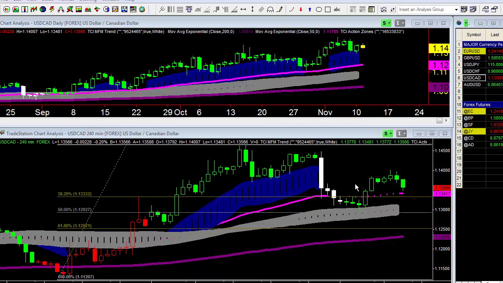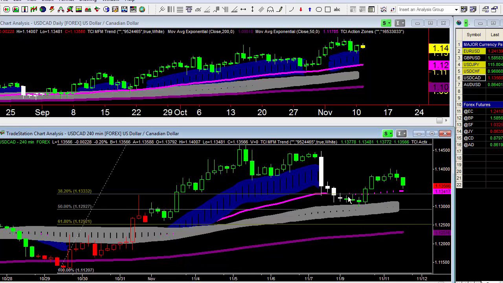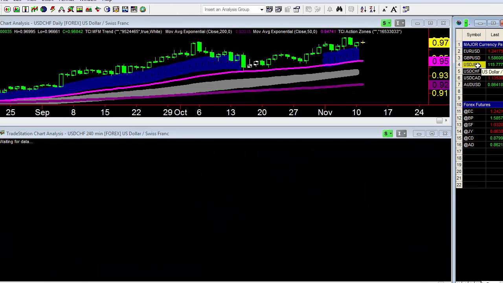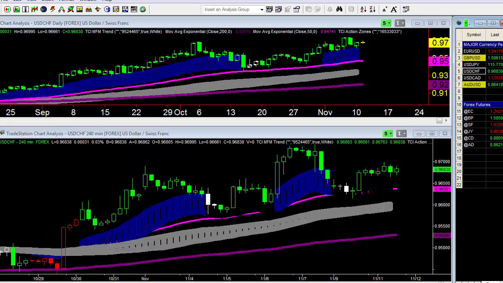Let's take a look at exactly how big that move was. All right, we see about a 70 pip move to the upside here. Let's take a look at the other one that we looked at, and that's the US dollar Swiss franc chart. Pretty much did the same thing, right?